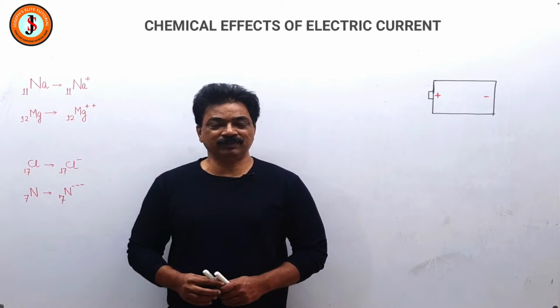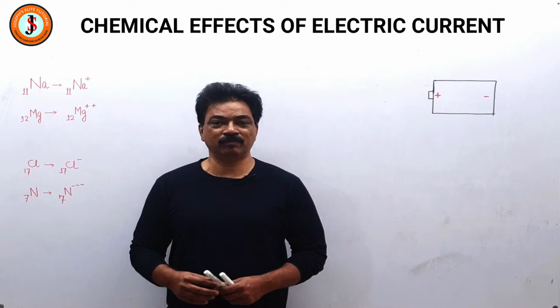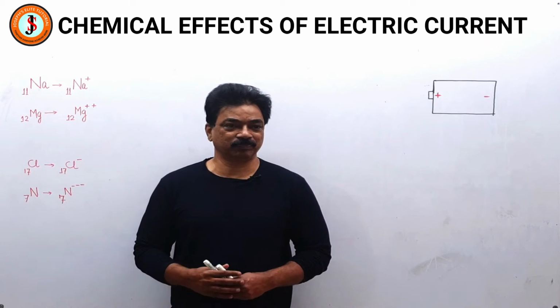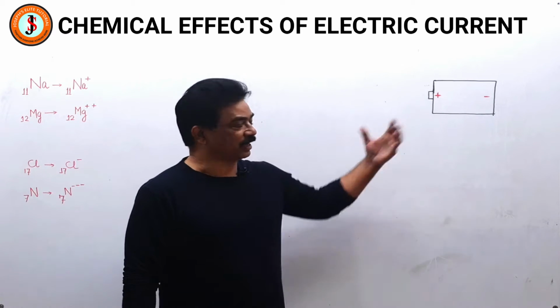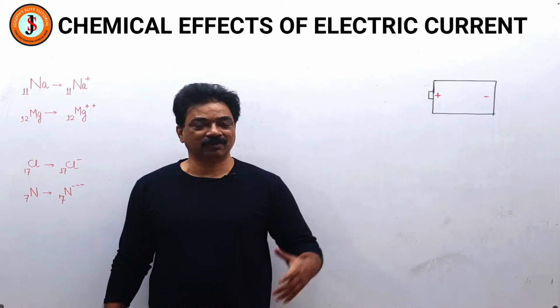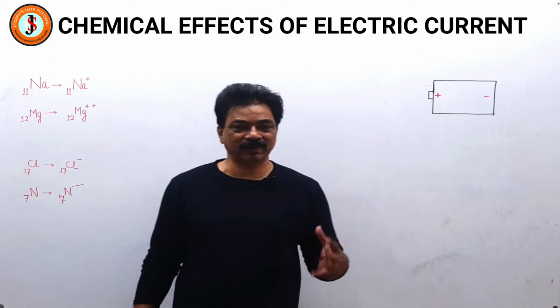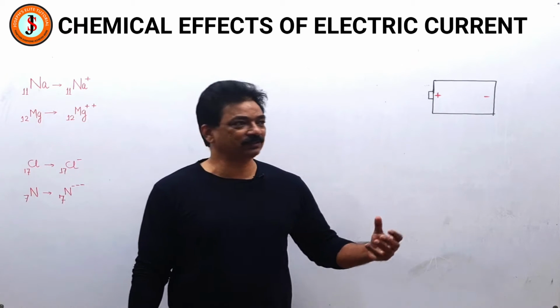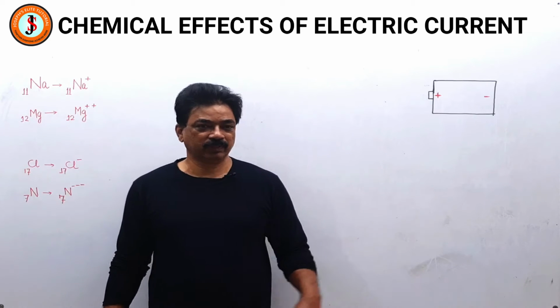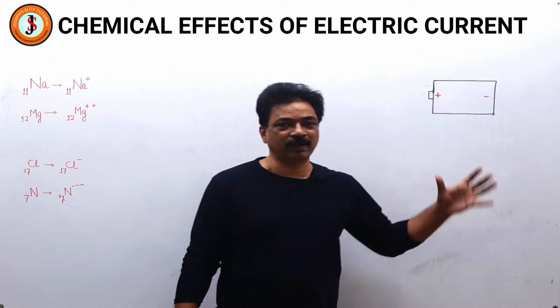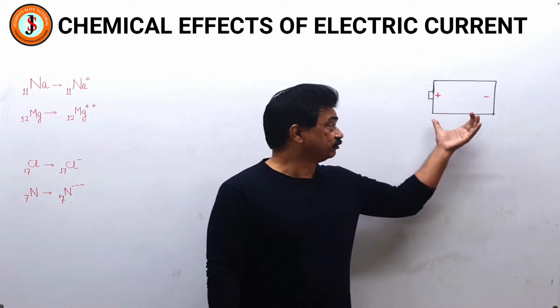Hello children, here we are going deeper into chemical effects of electric current. Let us have a look at a cell. What is a cell or a battery? These are devices which convert chemical energy to electrical energy. Now have a look in every cell or battery which you have seen normally of this type.